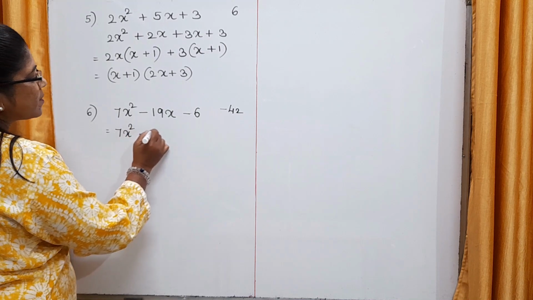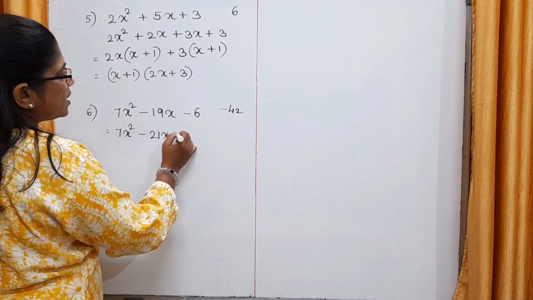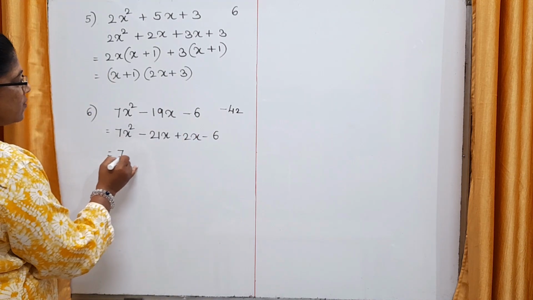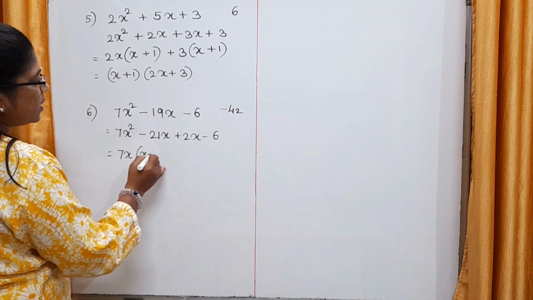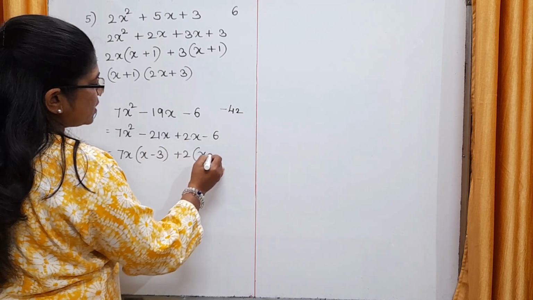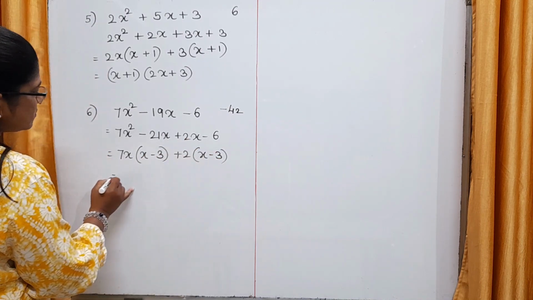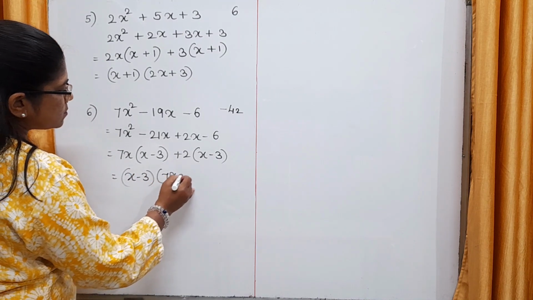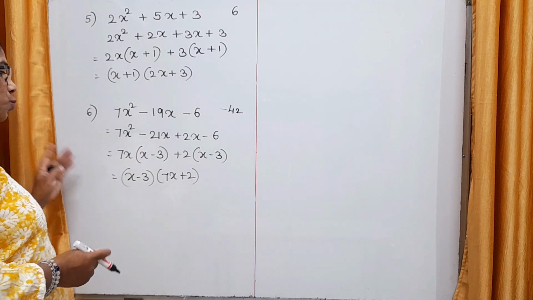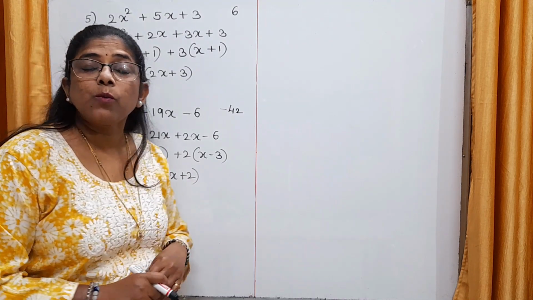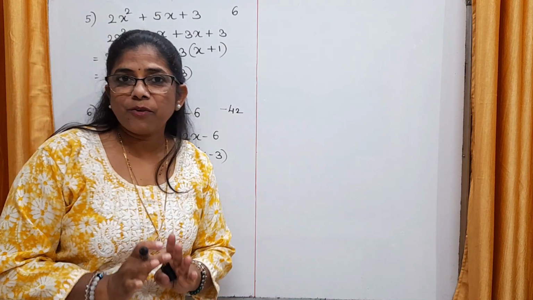7x² - 21x + 2x - 6. 7x common, so x - 3. In this case, plus 2 out, x - 3. So x - 3 is the common bracket, and 7x + 2 is the next bracket. So even this example was quite different.